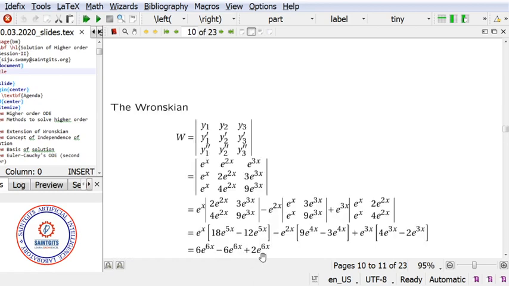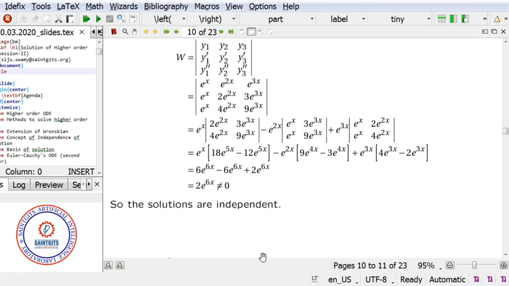That means here the Wronskian is not equal to 0. Whatever be the value of x, e raised to 6x never becomes 0, and therefore the Wronskian is a non-zero value. So this set of solutions, y1 equal to e raised to x, y2 equal to e raised to 2x and y3 equal to e raised to 3x, are linearly independent.